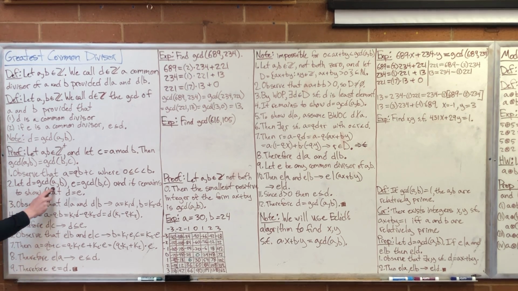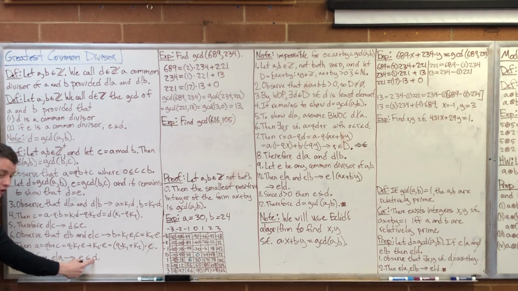So E divides A and E divides B. So E is a common factor, or a common divisor of A and B. D is the greatest common divisor of A and B. E is a common divisor of A and B. Therefore, E is less than or equal to D. They're less than or equal to each other. Therefore, they're equal to each other. Follow the logic there? Yeah.